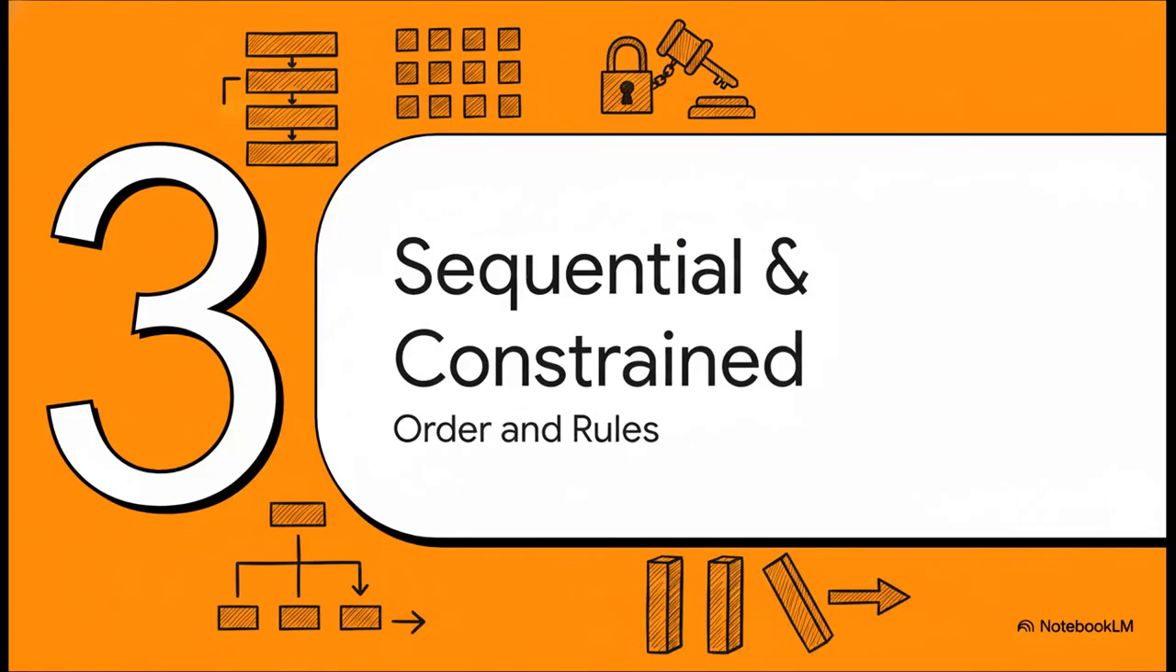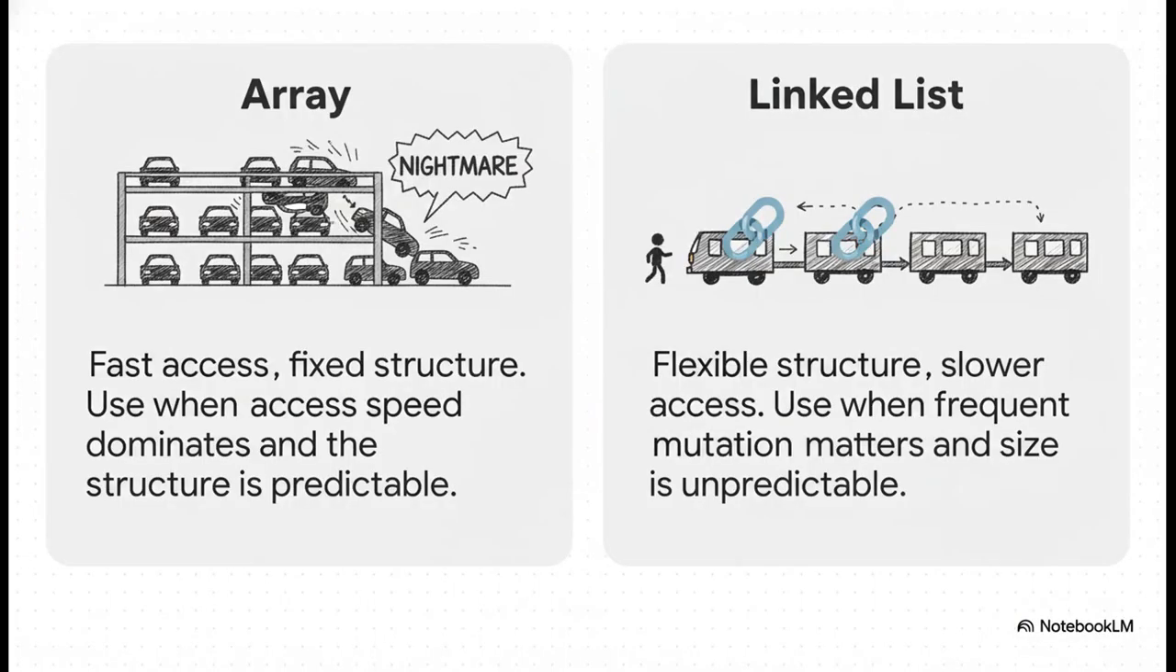Okay, let's dive into our first 2 families. Now, these are probably the ones you're most familiar with. They're all about order and rules. And here we have the classic trade-off. An array is like a numbered parking garage. You know exactly where spot 101 is, right? Access is instant. But trying to add a new spot in the middle, a total nightmare.